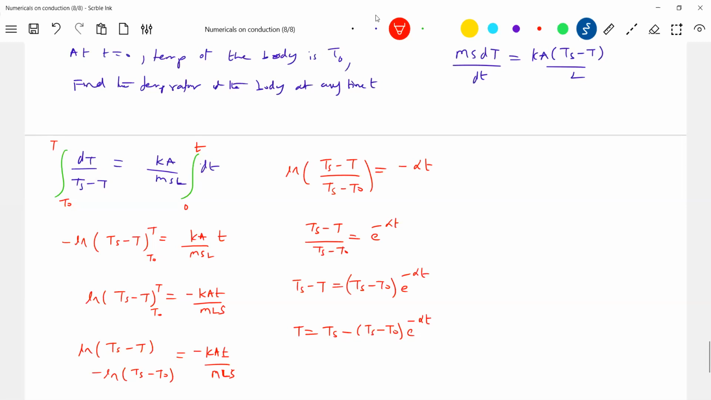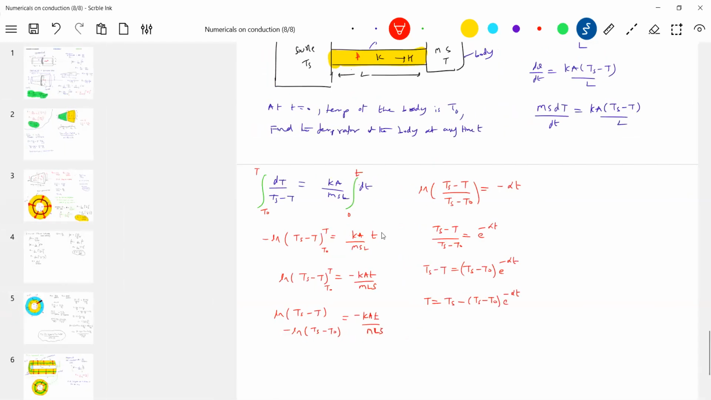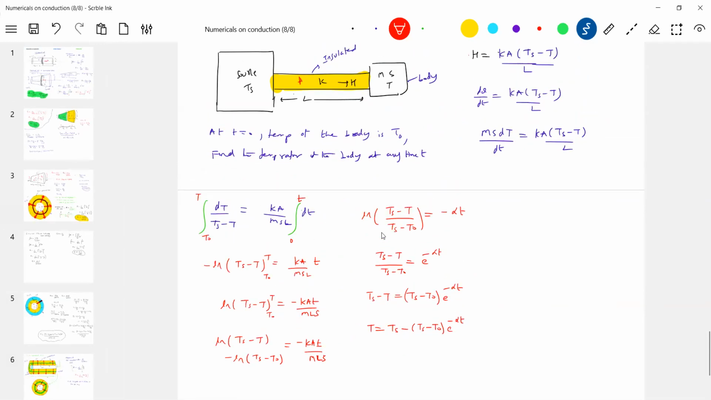We have to justify our answer. I'm saying the temperature of the body will vary with time like this. Okay, let's do one thing. After a long time, what can happen? After a long time, because the body will continuously gain heat, the temperature of the body should be that of the source.